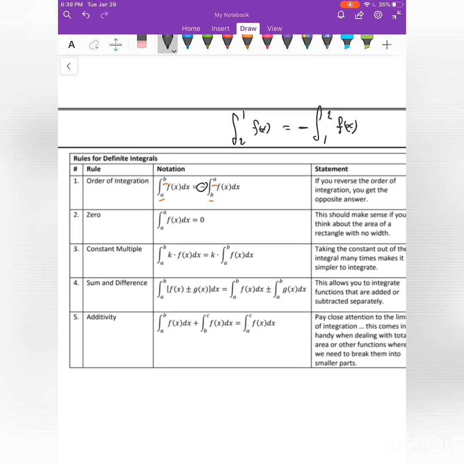Number 2 actually is kind of logical. If you start at A and end at A, you didn't really go anywhere, so there's no area under the curve. It would be like a line, and a line has no width, so the area under the curve, if you start and stop at the same place, is 0.